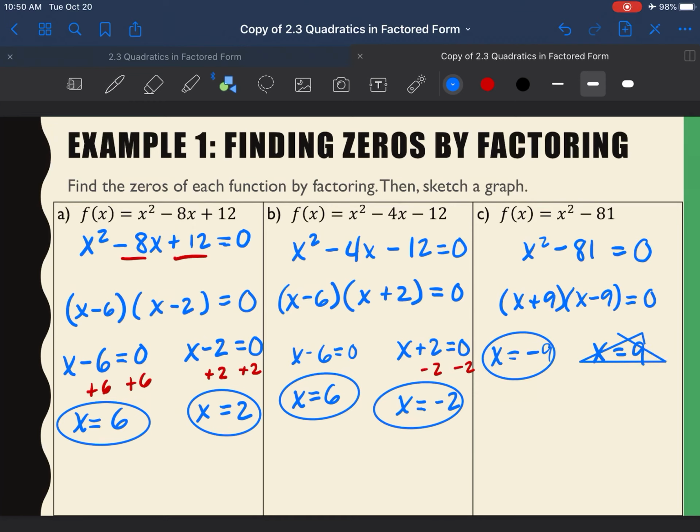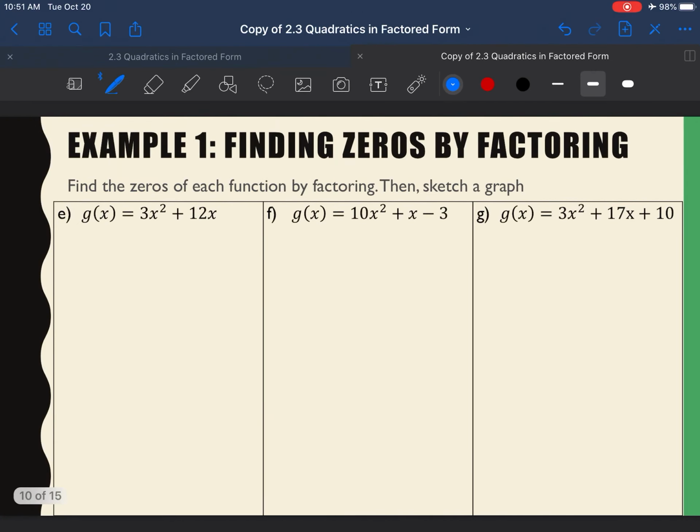So there are your two solutions to that one. And in fact, that last problem, you can actually rewrite your answer if you wanted to be x equals ±9. Now let's just do 3 more examples of the same thing, but different types of factoring.